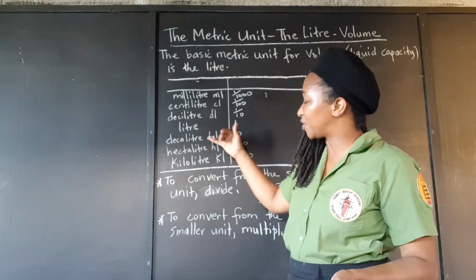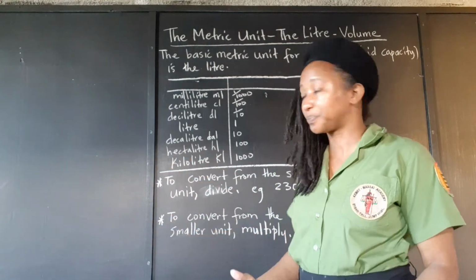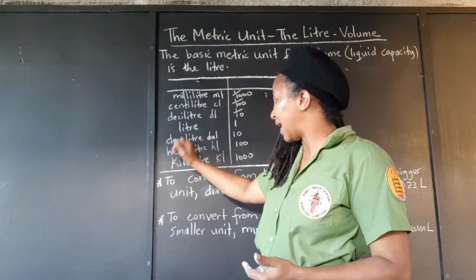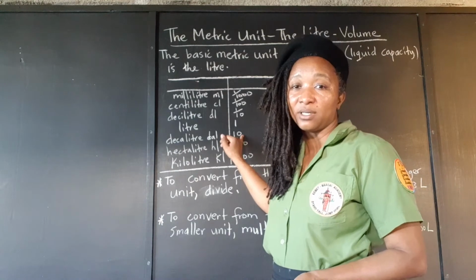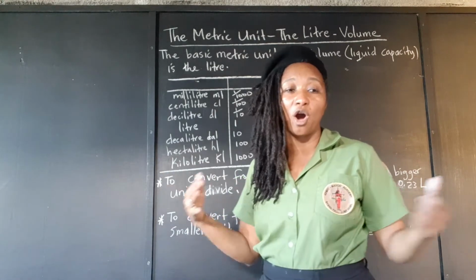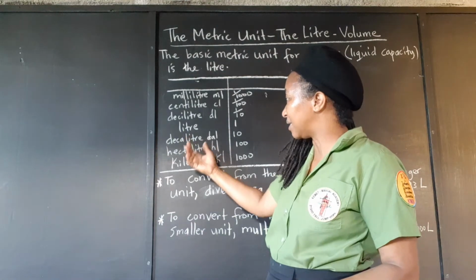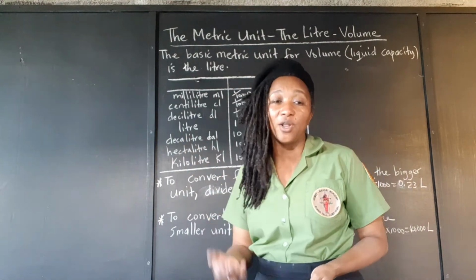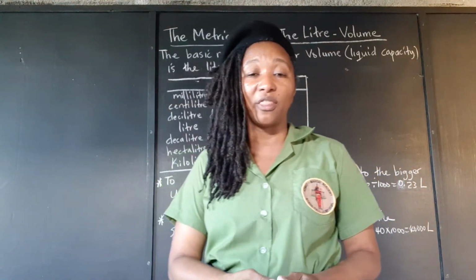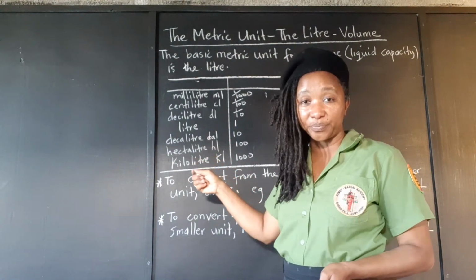Then when we move from the liter up, these are the larger units, the bigger containers, but still using powers of 10 as we go up. Deca indicates 10 times. It takes 10 liters to make a decaliter. Hecta indicates 100 times. It takes 100 liters to make a hectoliter. And kilo indicates 1,000. So it takes 1,000 liters to make a kiloliter.